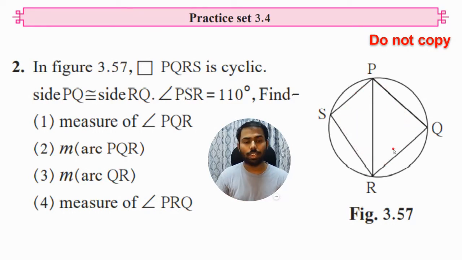We just studied in the theorem of cyclic quadrilaterals that opposite angles of a cyclic quadrilateral are supplementary. What does supplementary mean? Adding both gives 180 degrees. So angle S and angle Q are opposite angles of the cyclic quadrilateral, so adding both will give 180 degrees. So angle S plus angle Q is 180 degrees. If angle S is 110, then angle Q is 180 minus 110, which comes to 70 degrees. So we got angle Q, and the first part is done.